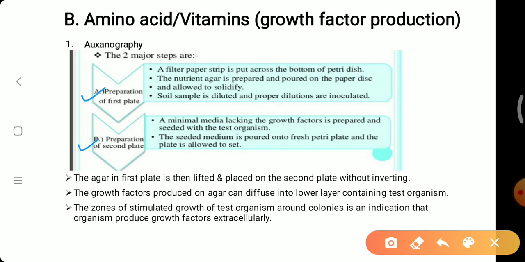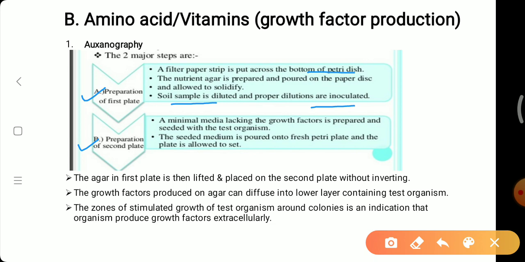Two steps are required. In the preparation of the first plate, first of all we take a Petri plate of 9 centimeter diameter, and we cut a filter paper strip of 12 centimeter. Then the filter paper strip is put across the bottom of the Petri plate. Then nutrient agar is prepared and poured onto the paper strip and allowed to solidify. After that, we take the soil sample, dilute it, and proper dilutions are inoculated, or we go for the spread plate technique. That is our preparation of the first plate.